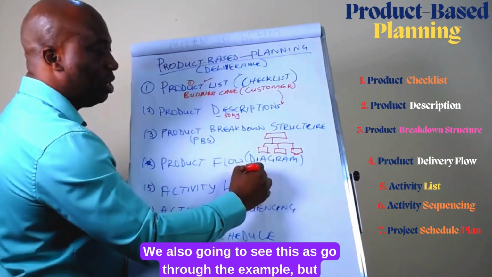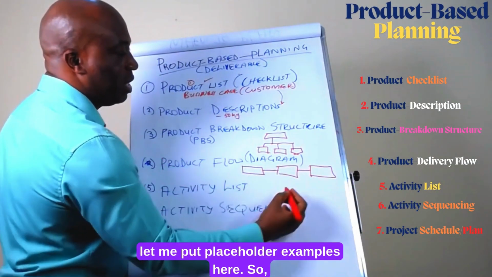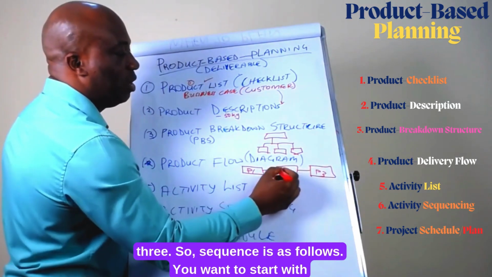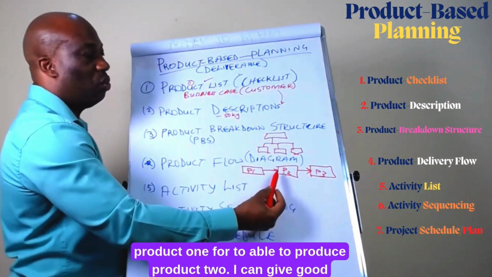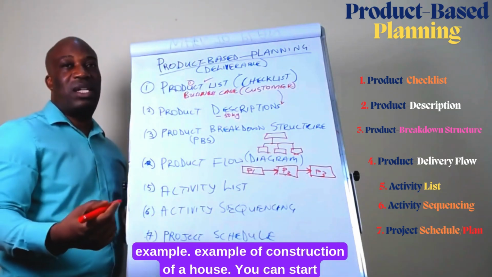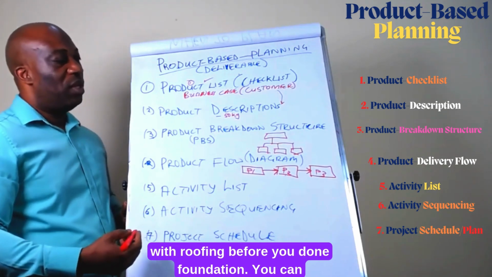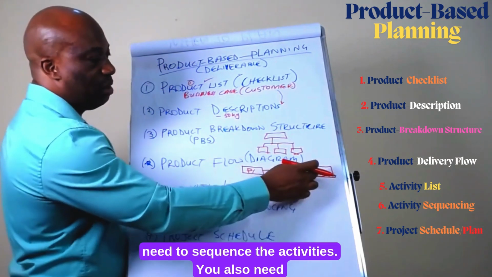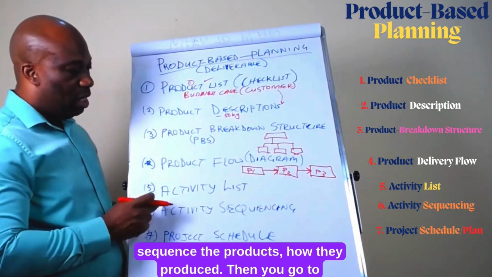We are also going to see this as we go through the example, but let me put placeholder examples here. So you have product 1, product 2, product 3. So the sequence is as follows. You want to start with product 1 for you to be able to produce product 2. I can give you a good example of construction of a house. You can't start with roofing before you have done foundation. You can't start with roofing before you have done the brickwork. So you also need to sequence the activities. You also need to sequence the products, how they're going to be produced. Then you go to activity list.